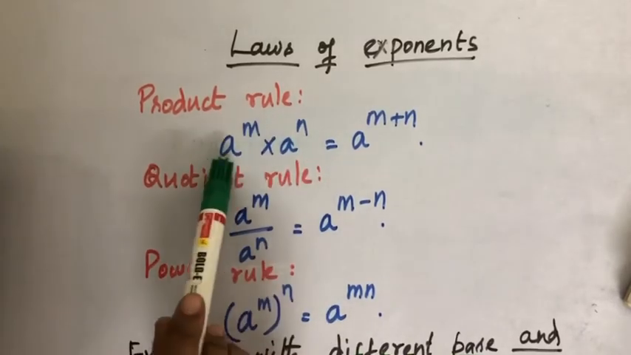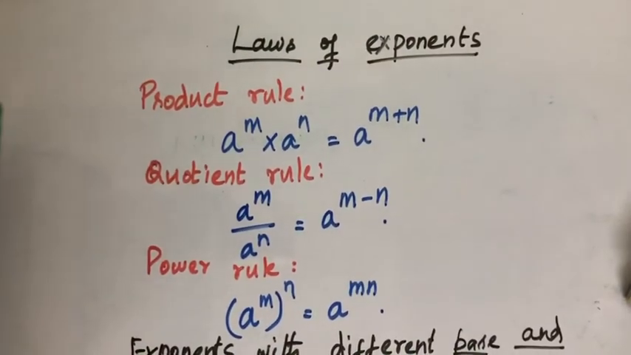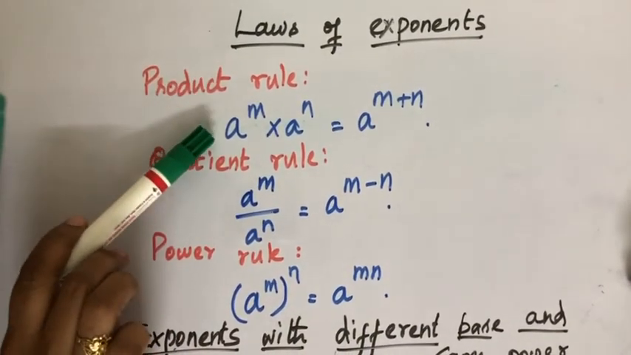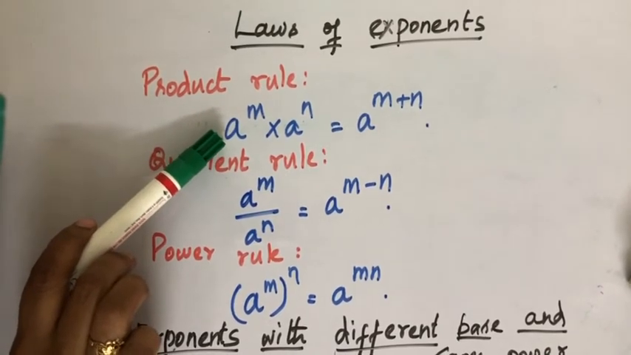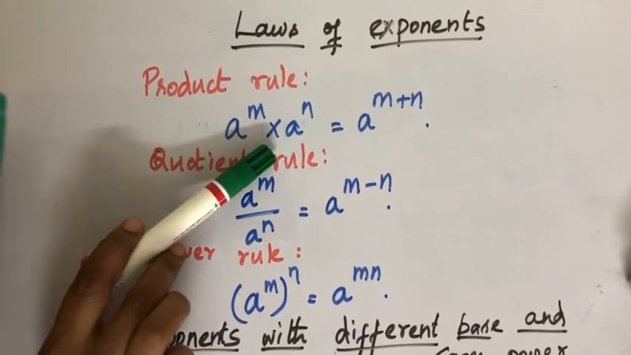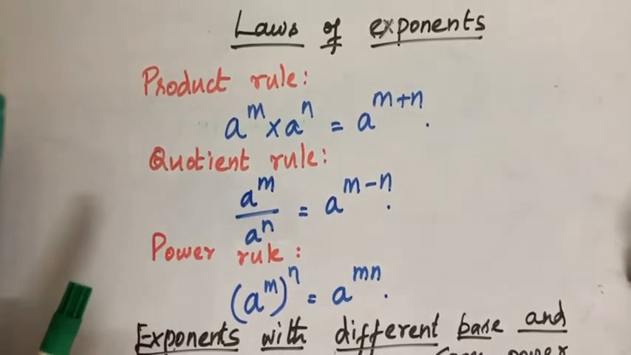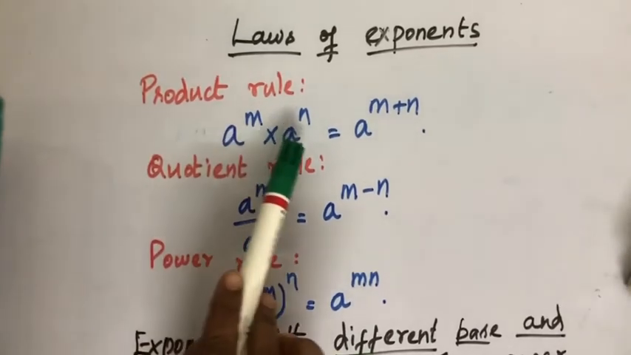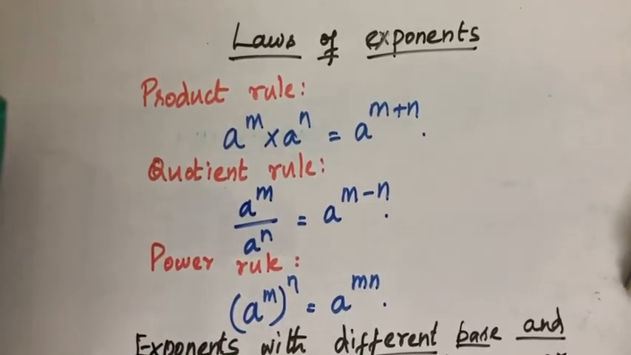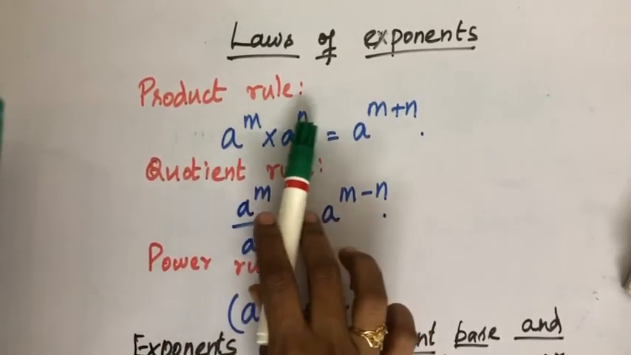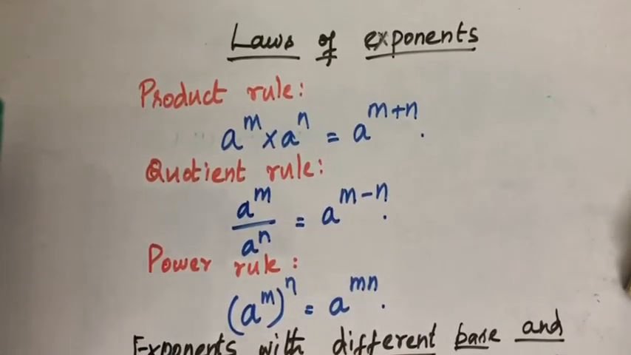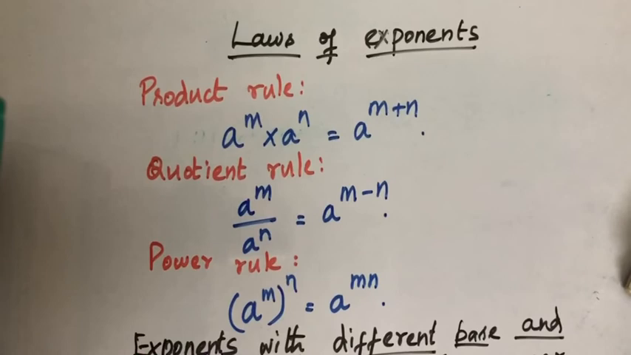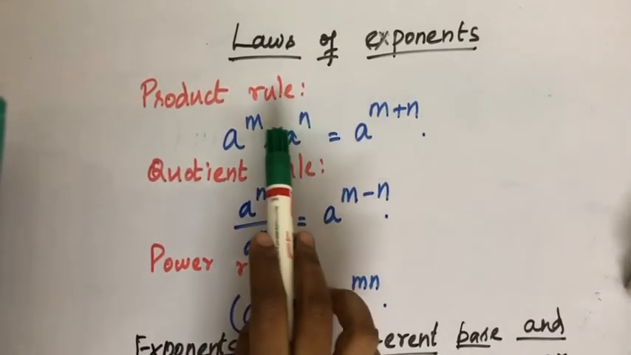While multiplying numbers with powers, we use this rule. Here the base is a, the power is m, multiplied by again base a, but power n. The base is the same, but the power is different. If the base is the same, you can add the powers while multiplying, so you can write it as a power m plus n. This rule is known as the product rule.